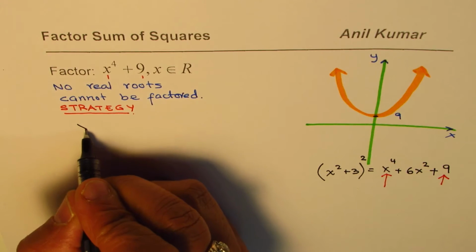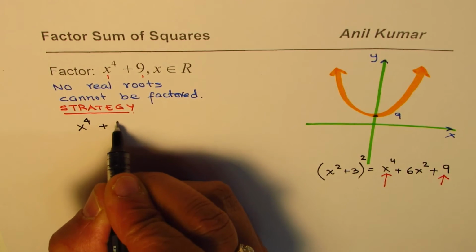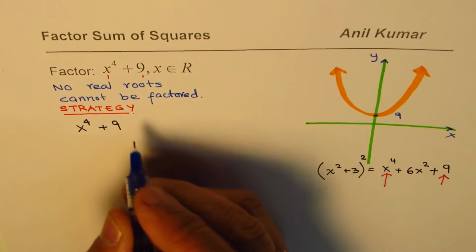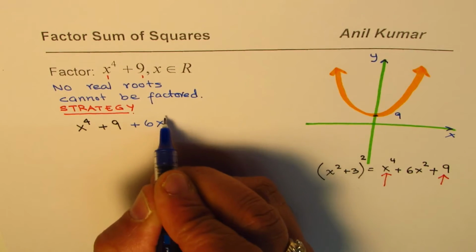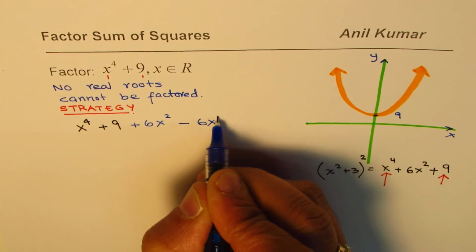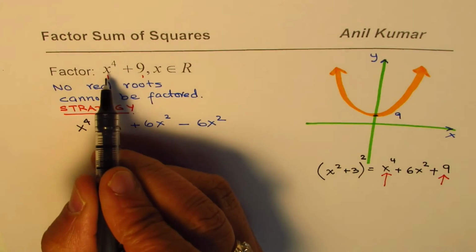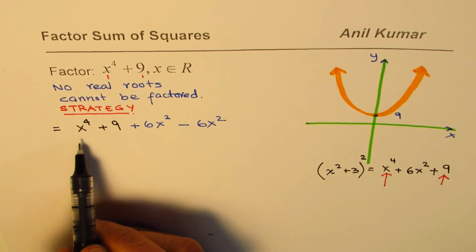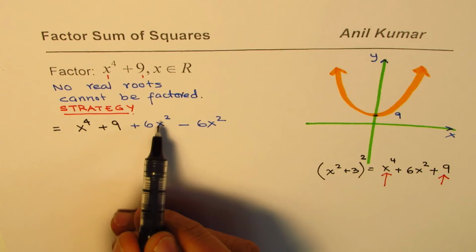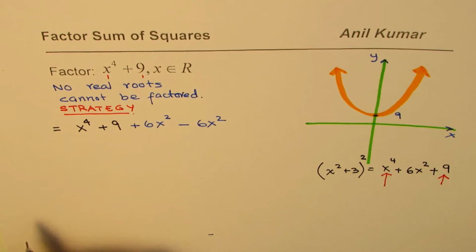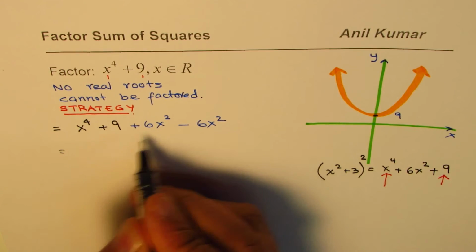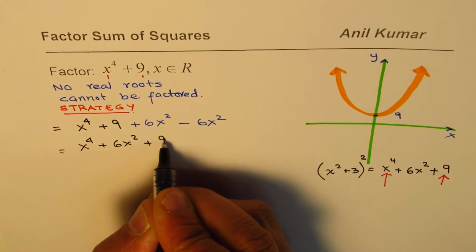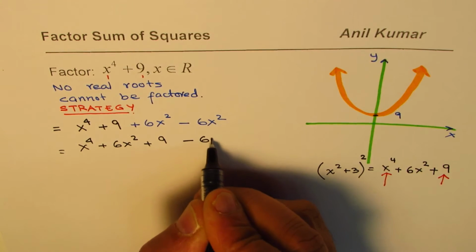What we can do is we can write x to the power of 4 plus 9, that is given to us, right? We can add 6x squared to this and also subtract 6x squared. So basically we have the same thing as x to the power of 4 plus 9. Do you agree? So I'm writing that the given question can now be written as x to the power of 4 plus 9 plus 6x squared minus 6x squared. Now see what I do. I'll just rearrange, so I'll get x to the power of 4 plus 6x squared plus 9 minus 6x squared, right?